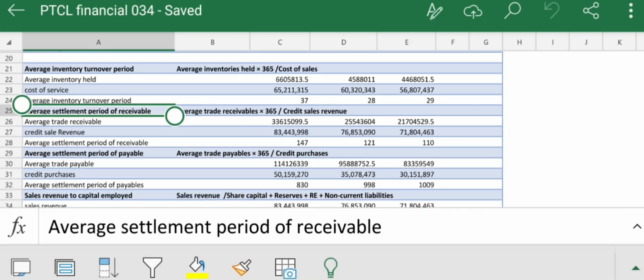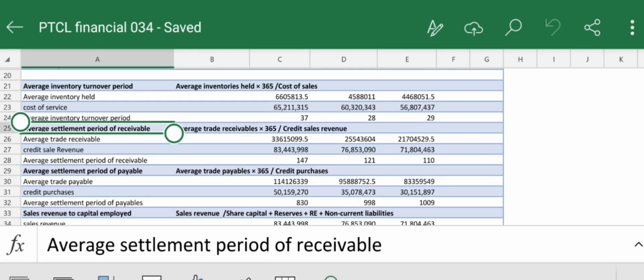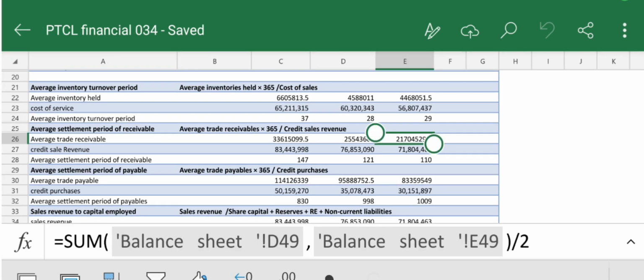Next is the average settlement period of a receivable. The formula is average trade receivable multiplied by 365 divided by credit sale revenue. In this ratio, we analyze how much time the company takes to settle its receivables. Firstly, we need the average trade receivable. It comes from the balance sheet and is the average of 2019 and 2020.